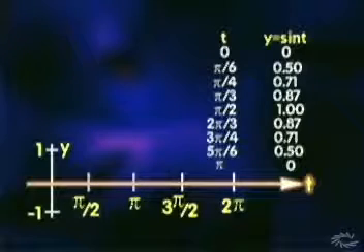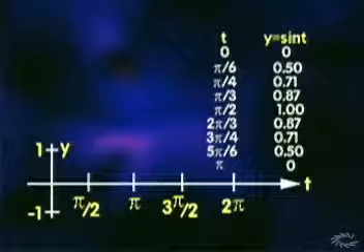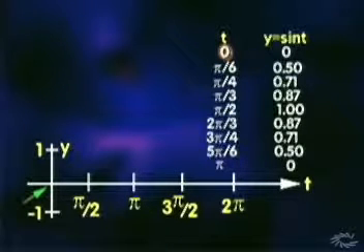Don't forget, the t-axis has radian values now. It's now time to plot each point on the graph. We'll just graph a few points here until you get the idea. 0 radians on the t-axis is here. The sine of 0 is 0. So we stick our first point here.